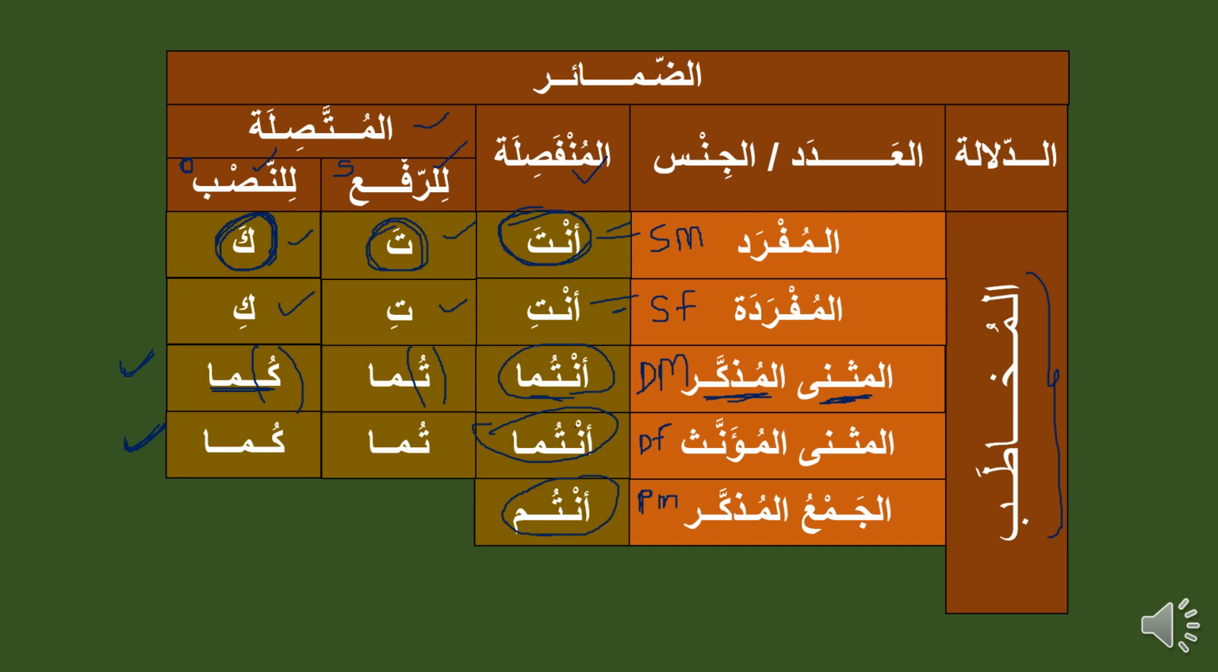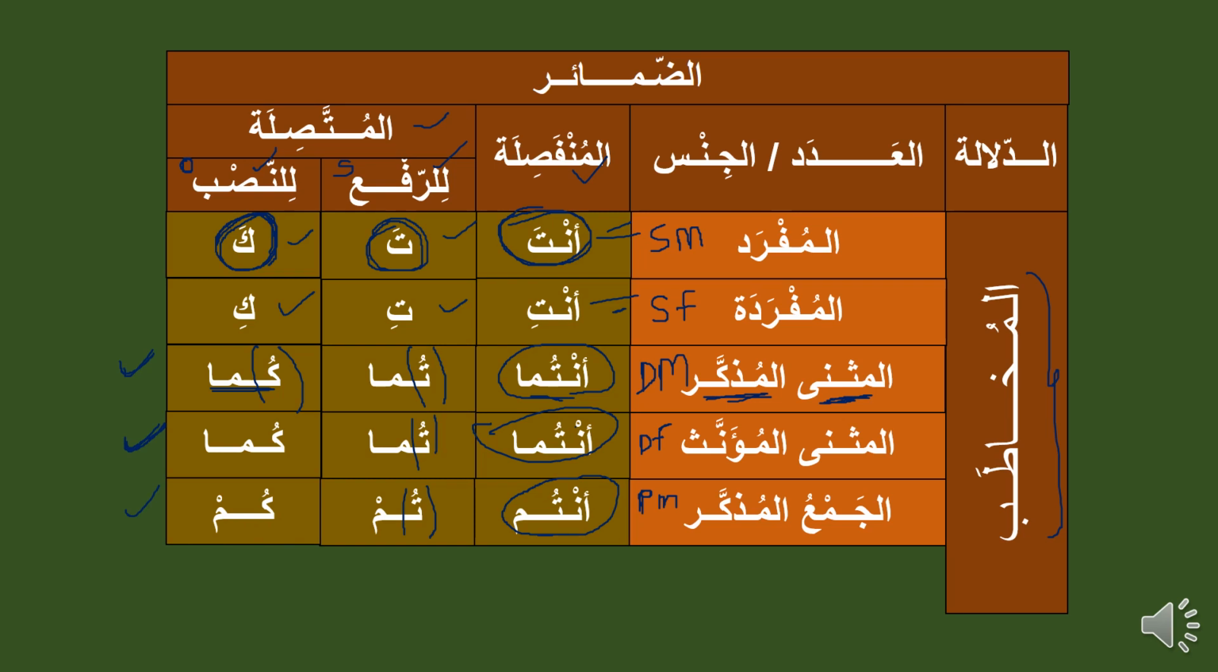So in an attached form, the one for the subject is tum. I want you to note how this ta is being used. The ta is used for the rofun, while ka is used for the nasb. So don't forget, it's very, very important. So tum is for the rofun, the subjective pronoun. Like let me say dorabtum, you beat, or jalastum, you sat. That you there is for you lot. So that is that. Let's look at the objective one. It's going to be kum. Dorabakum.